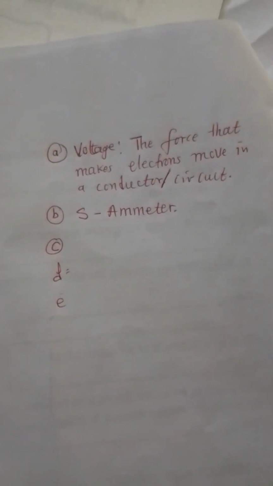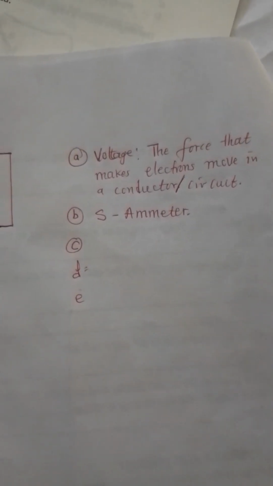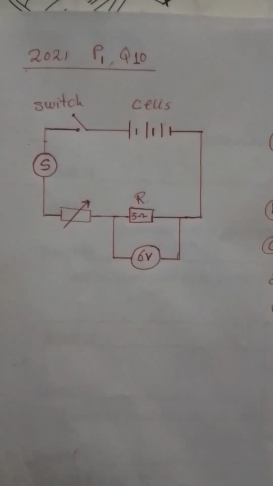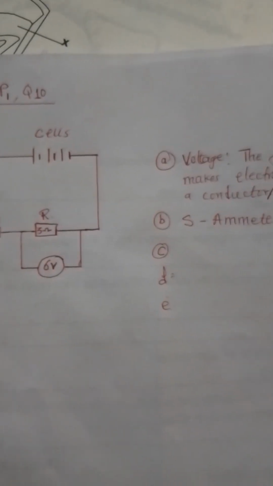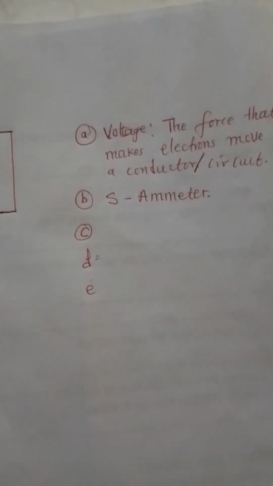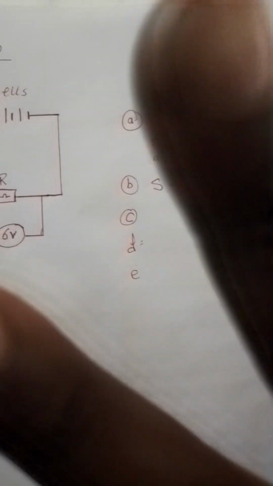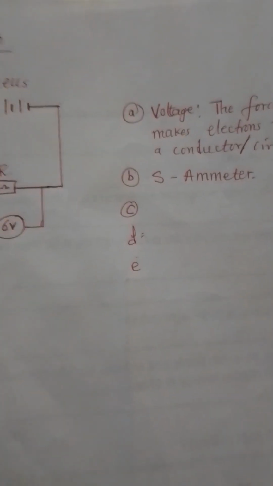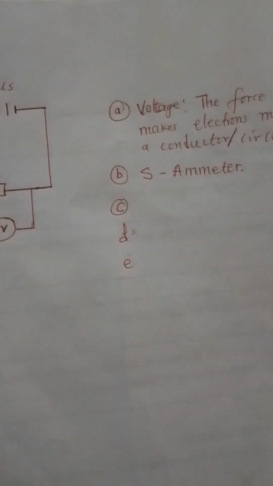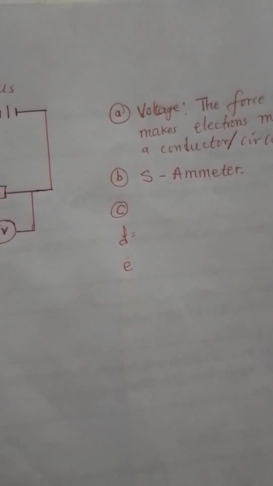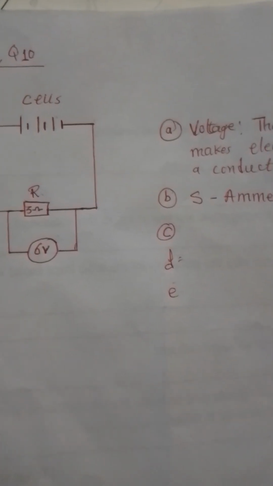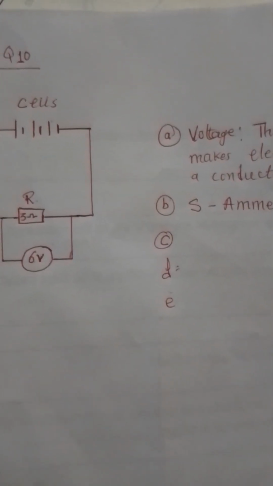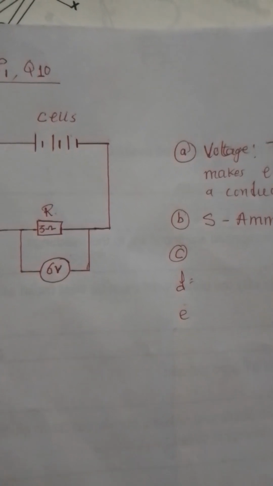Then the B part says name instrument S. So S is the ammeter. The meter S is the ammeter, because here we need to have 3 components. We need to measure voltage, current, and resistance. So we are remaining with S, which should measure the current.